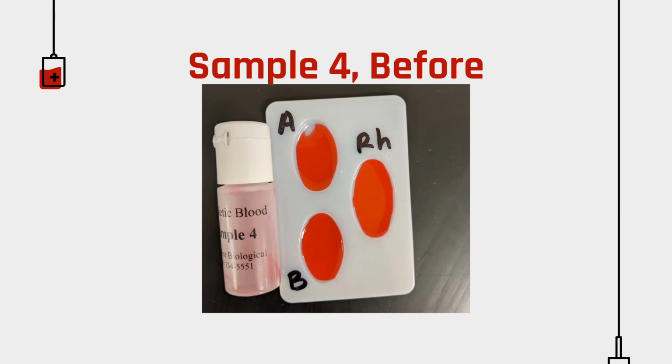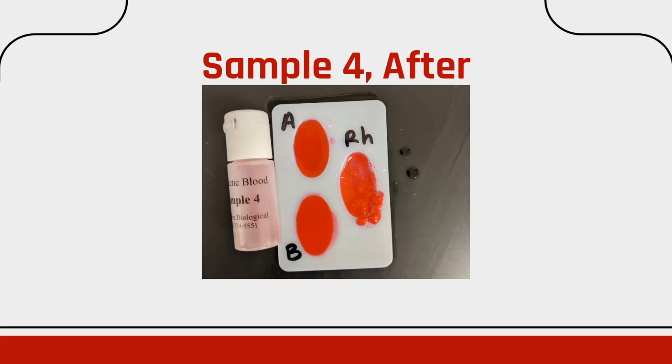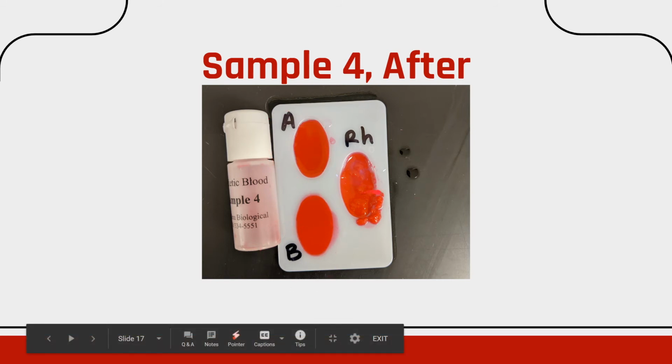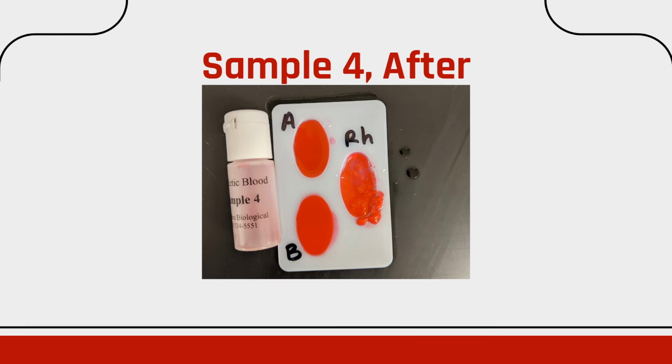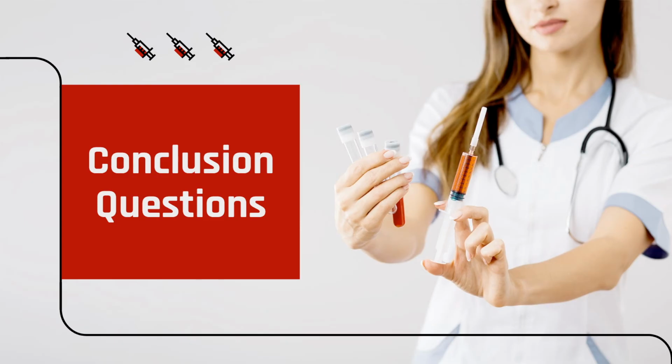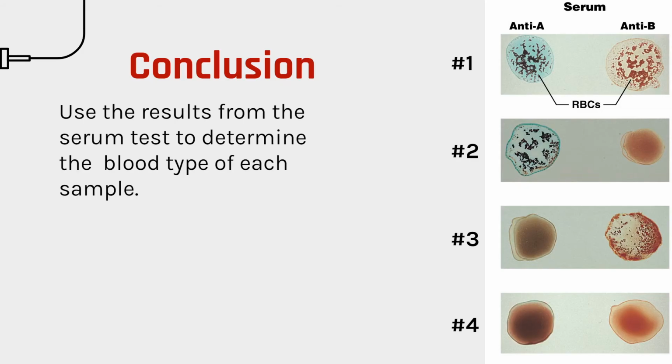And here is sample 4 before and after. So no clumping, and even though that looks different, that does count as clumping. Analyze those results. And now we have some conclusion questions. Use the results from the serum test to determine the blood type of each sample.